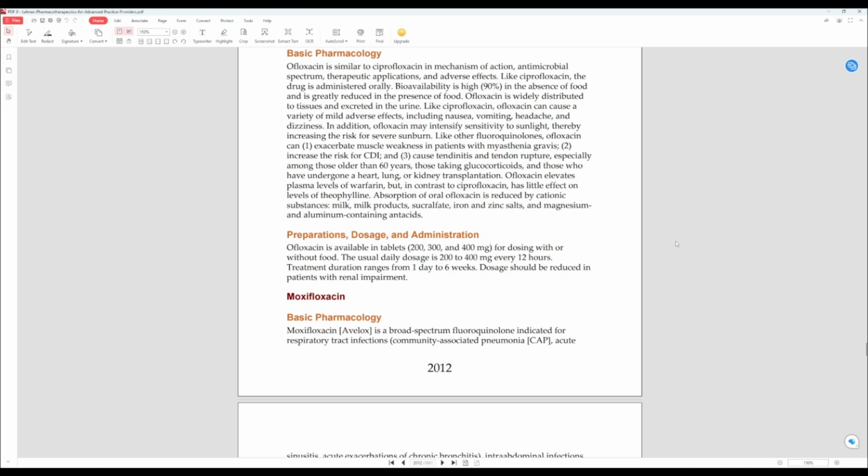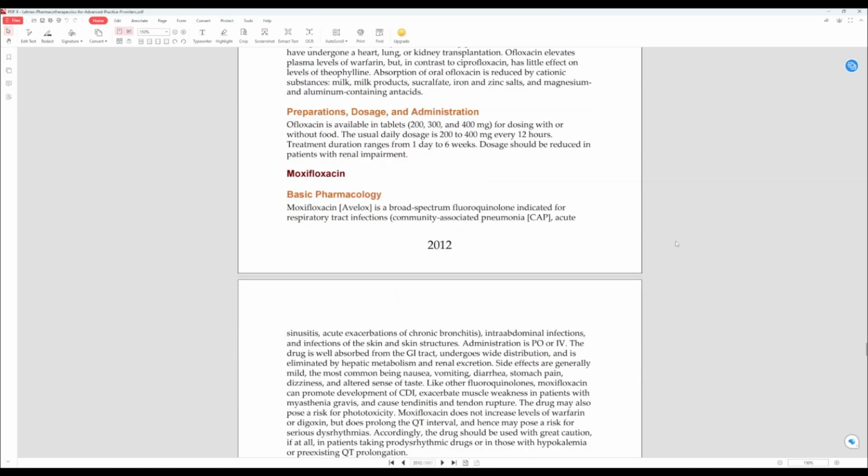Ofloxacin's preparation, dosage, and administration, therefore. Again, ofloxacin is available in oral dosing with or without food. The usual dosage is anywhere between 200 to 400 milligrams every 12 hours. Treatment duration can range from 1 day to 6 weeks. Dosage, again, should be reduced in a patient that has an impaired renal system.